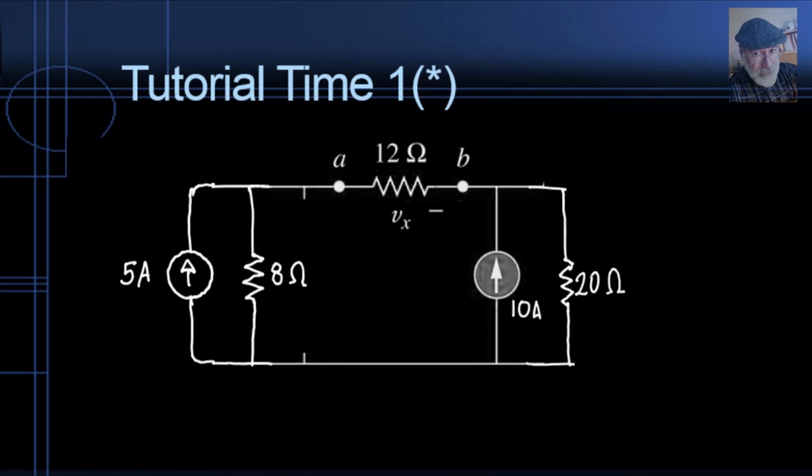Let's redraw the circuit like this. 8 ohms and 10 amps on that side. Are we done? Of course we're not done. We want to continue with the simplification. Well, what do we do now?